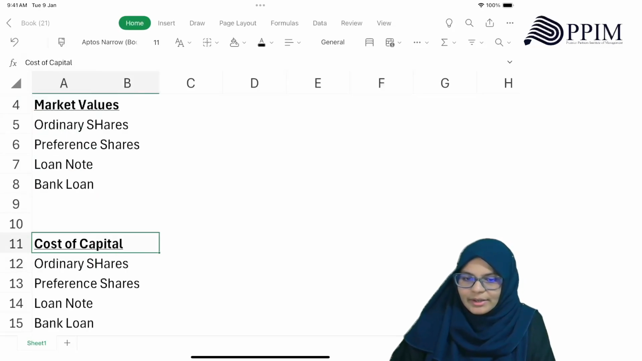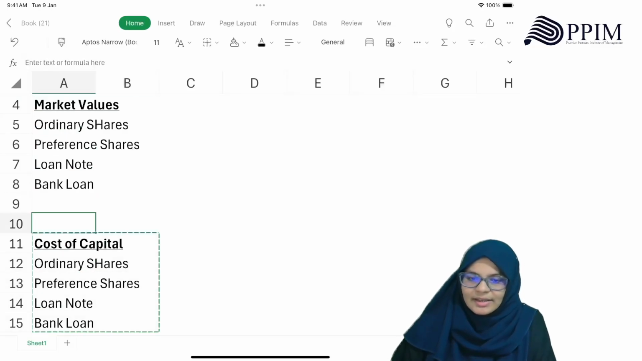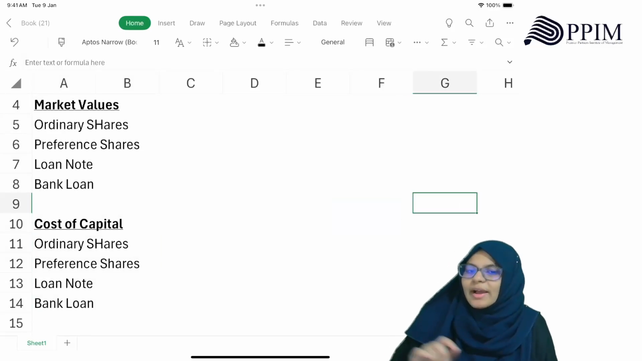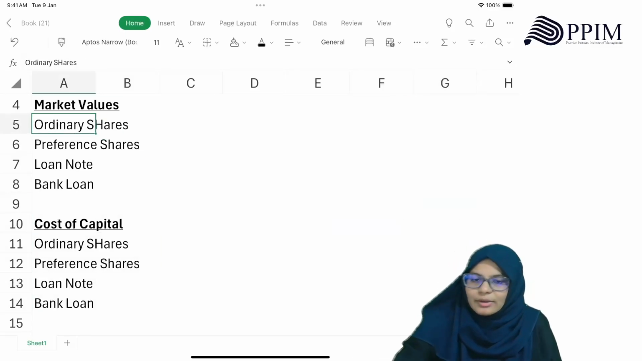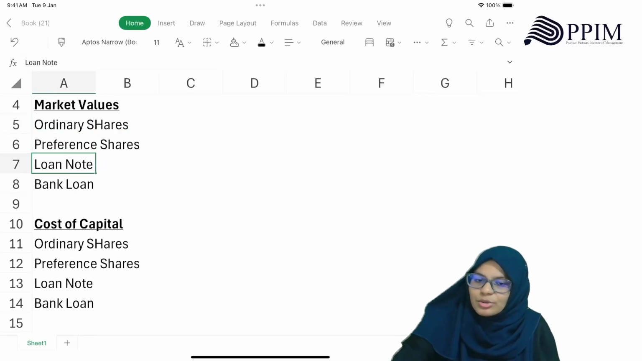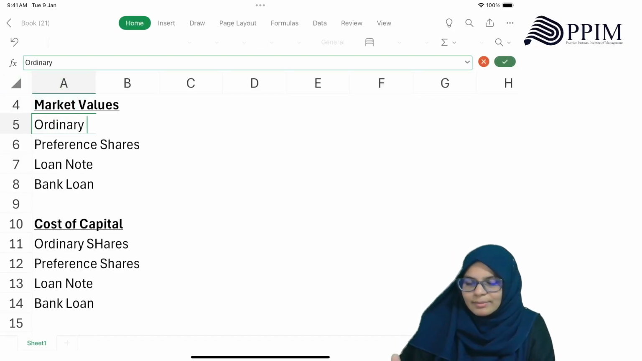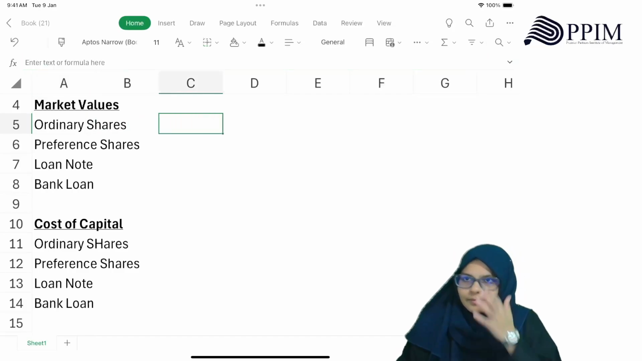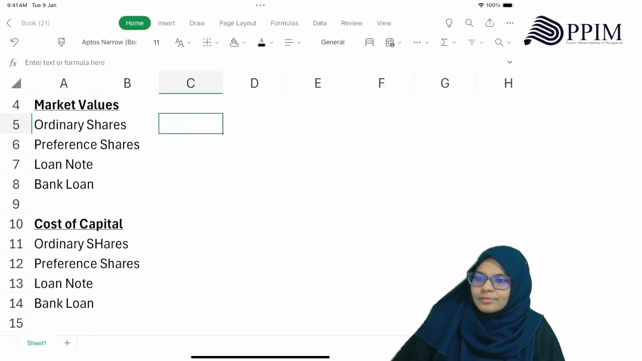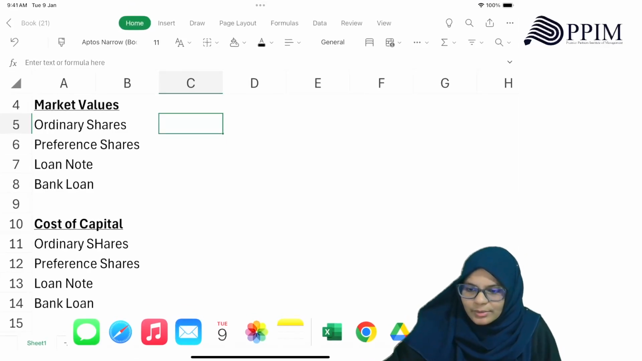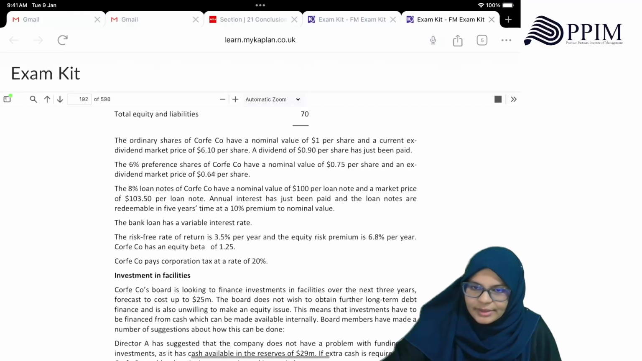Okay, so now I'll give you a minute. I hope you have already done this. But in case you were stuck, this is the structure you need to have. So you need to now calculate the market value of the ordinary shares, preference shares, loan note, bank loan, and then the cost of capital for all four, and then we can use the table to calculate. Okay, go ahead, see if you can do that. Market value is actually very simple. I'll give you the question, but I'm sure all of you have it, right?